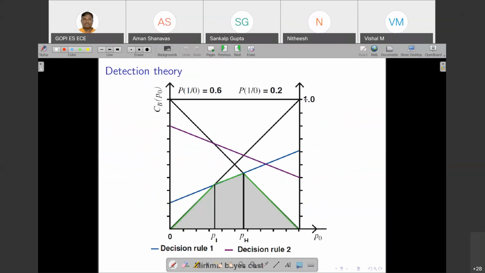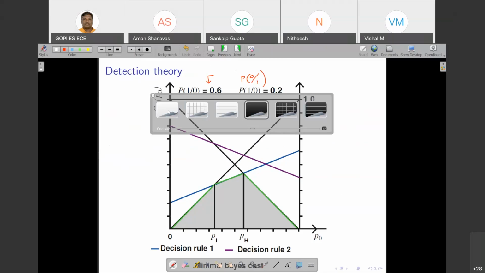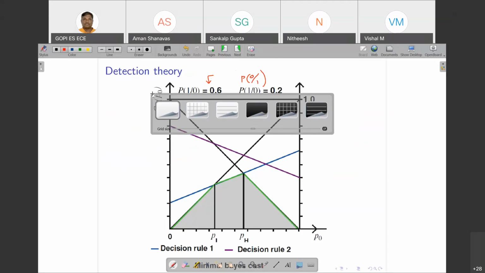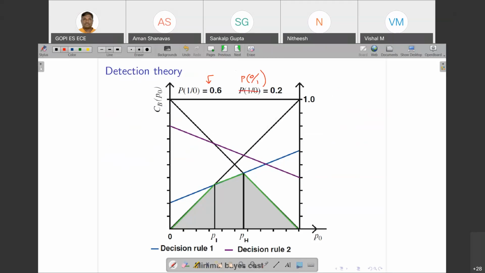So now we will consider this particular case. We have the channel characteristics here. This is P of 0 given 1. Please correct it. This is P of 0 given 1, right? So the other things are understood, right? Because in the channel characteristics, it is like this: this is 0 here, this is 1 here, this is 0, and this is 1, right?